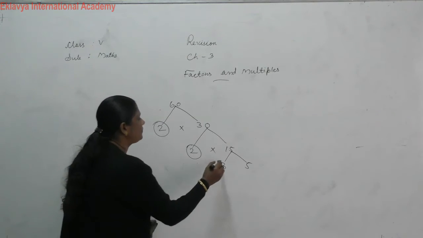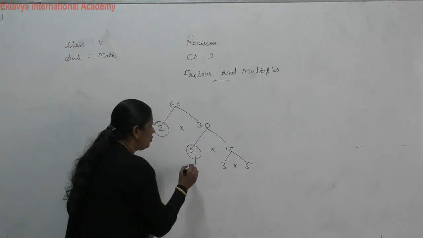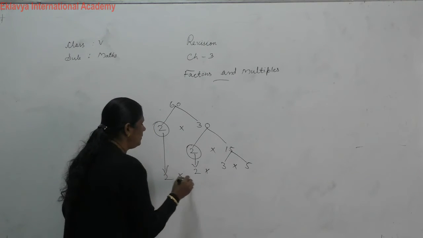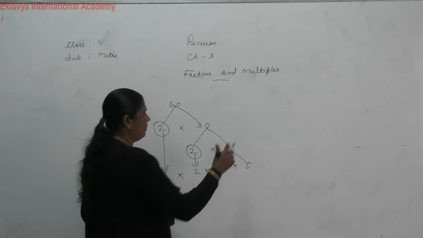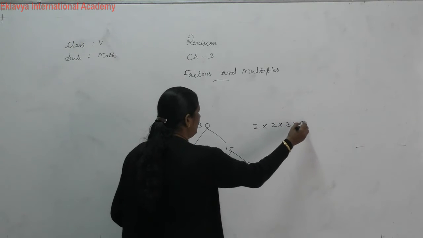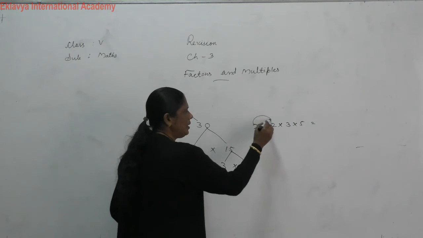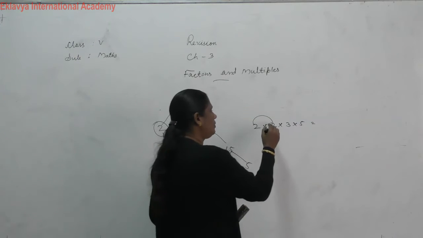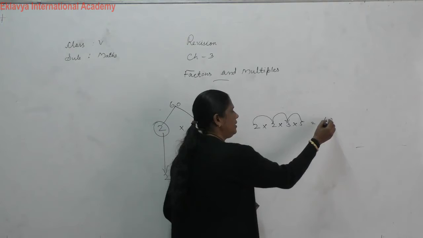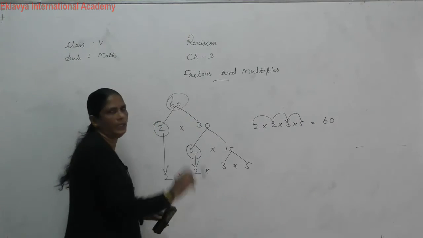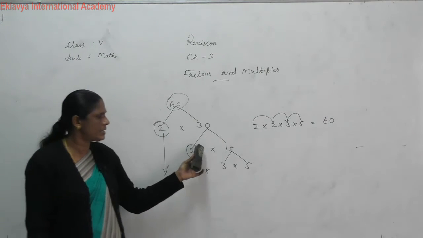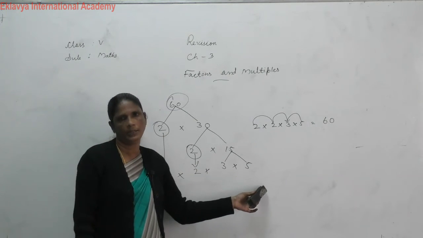Okay. Then these come here, also in the downside. Now our number is 2 into 2 into 3 into 5. 2 twos are 4, 4 threes are 12, 12 fives are 60. You get the question's number again. This is the prime factorization in tree method.